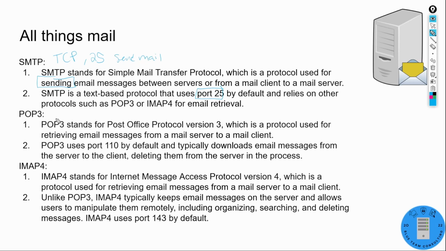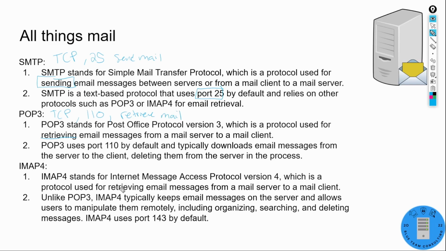POP3, this is a protocol used for retrieving email messages. So sending, now we're moving to retrieving. It's going to use port 110 and it's going to download email messages from the server to the client, deleting them from the server in the process. So once you download an email and you've retrieved it from the server, it will remove it from the server since you already have it in your possession. So this is also using TCP, 110, and retrieve mail.